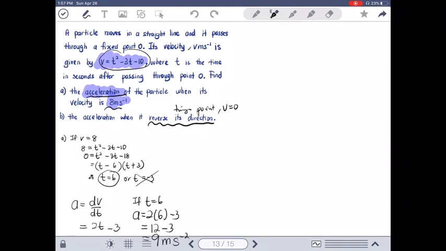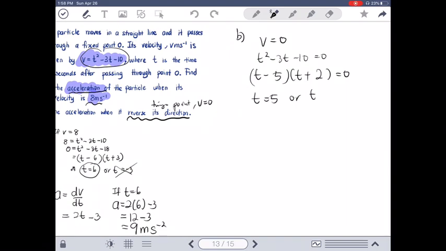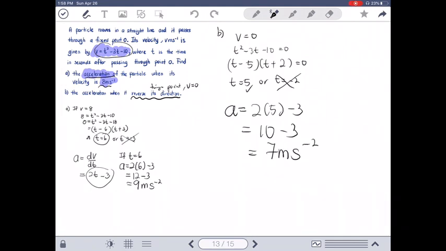First we need to find the moment where the object turns by letting v equals 0. So t squared minus 3t minus 10 equals 0. Factorization, minus 5 plus 2, so t equals 5 or t equals negative 2. Obviously t is not equal to negative 2, we consider t equals 5. Therefore a equals 2 times 5 minus 3, which equals 10 minus 3, which is 7 meters per second squared. Okay, so that's the answer.